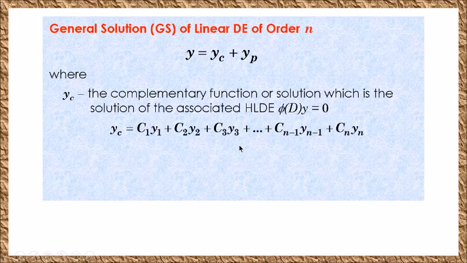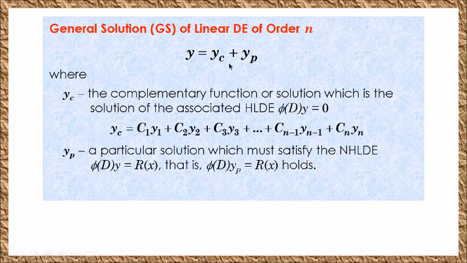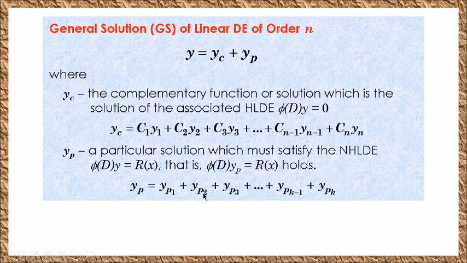The number of arbitrary constants is equal to the order of the differential equation, or the given linear DE. Y sub p here is a particular solution, so it does not contain any arbitrary constants. This must satisfy the non-homogeneous LDE phi of D applied to y equals r of x. That is, if I replace y by y sub p, then phi of D applied to y sub p is equal to r of x. So this y sub p takes the form y sub p sub 1 plus y sub p sub 2 plus y sub p sub 3 all the way to y sub p sub k. The number of terms here does not depend on the order of the differential equation.